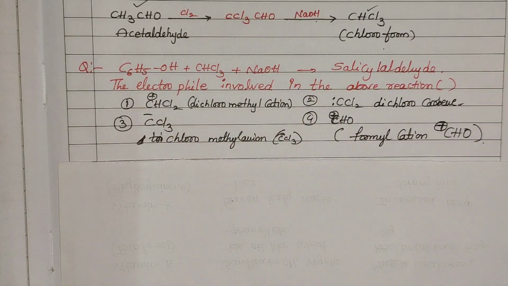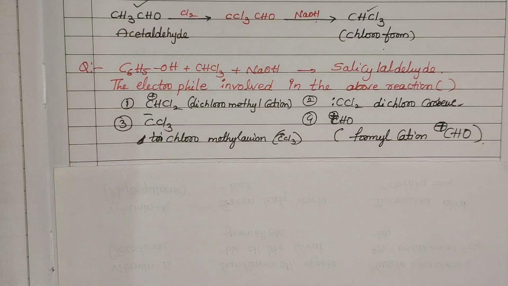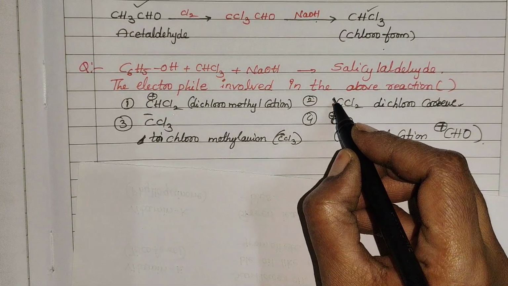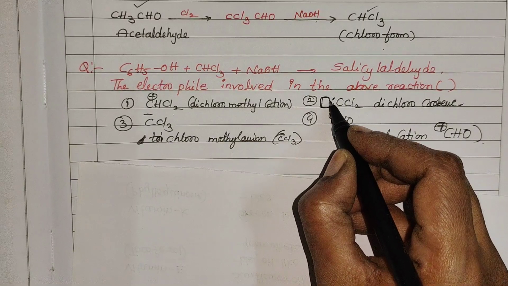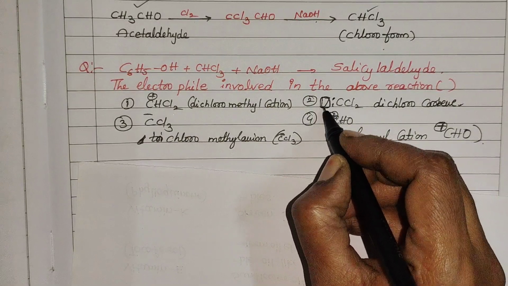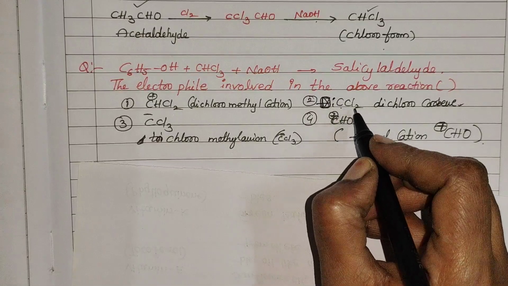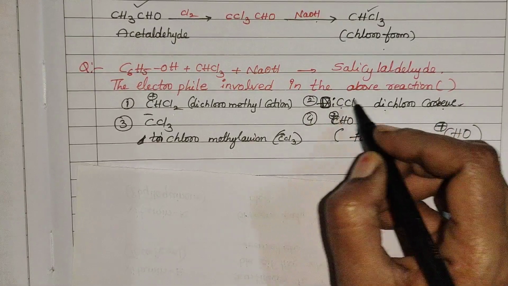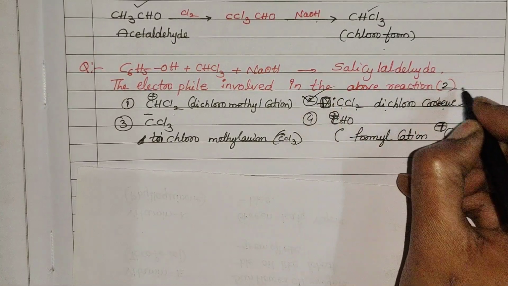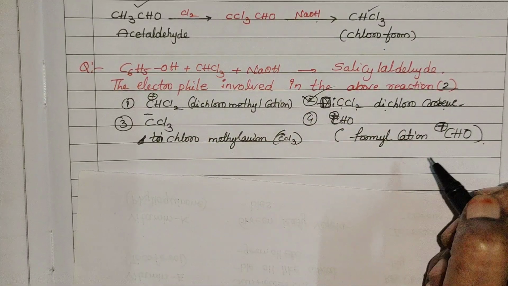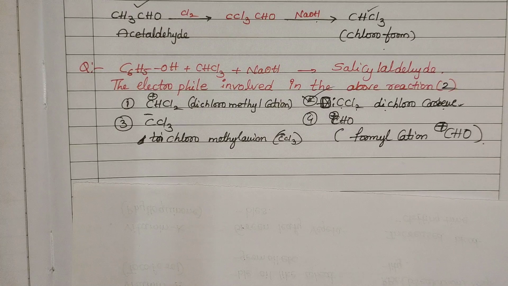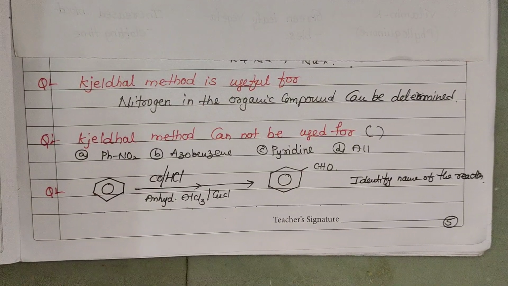Most of the students are making this mistake. By electrophile, they are thinking only of a positive charge. Not like that. Here we have to imagine this dichlorocarbene, which has an extra electron pair. Here the empty orbital is there, and that is the main reason it works like an electrophile. So CCl2, dichlorocarbene, is working like an electrophile, not the remaining options, in this reaction. Important. Next we may expect this kind of question also, beta.